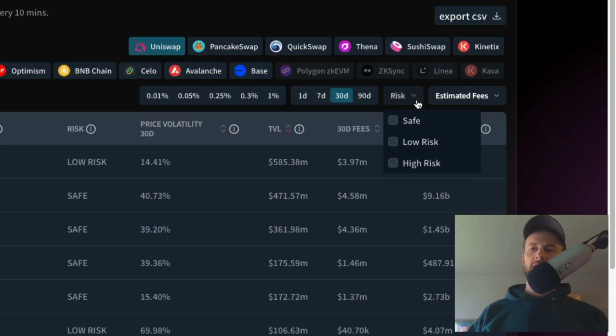This risk selection is a really cool thing that we built with Poolfish, where you have high risk, low risk, or safe risk. We take a couple different things into consideration, like how many pools the token is in, how much TVL the pool has, how much liquidity it has, how volatile the pair is. So we have a list of metrics that we're looking at. And then we bucket those pools into safe, low risk, or high risk.